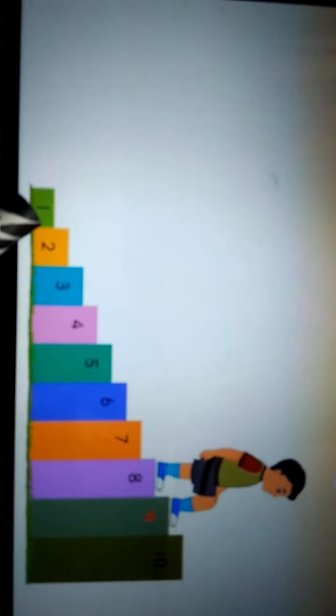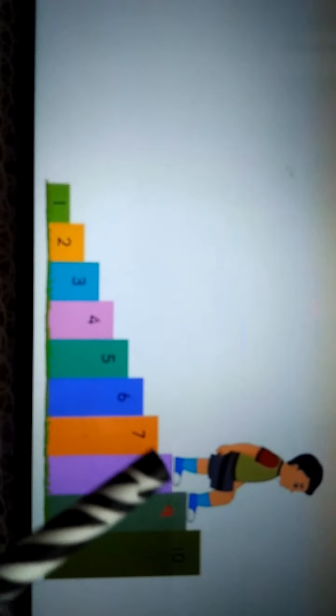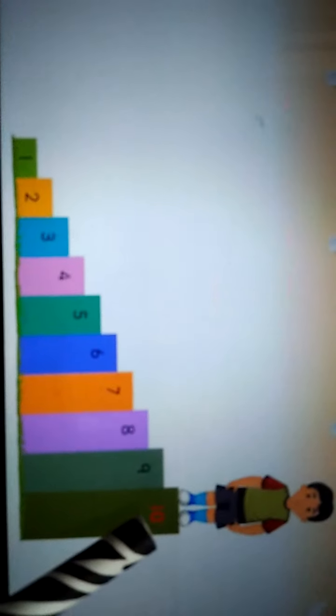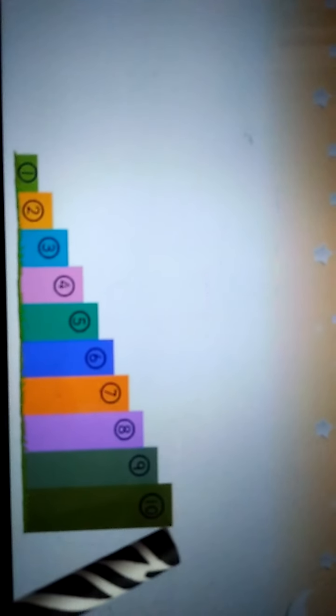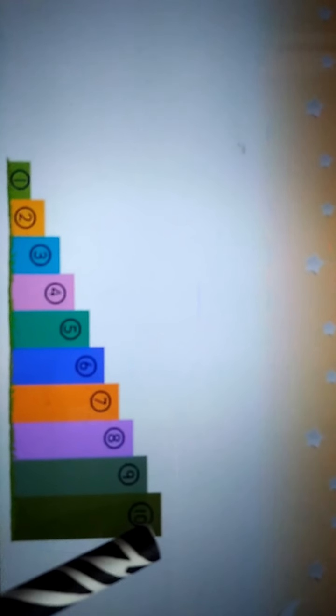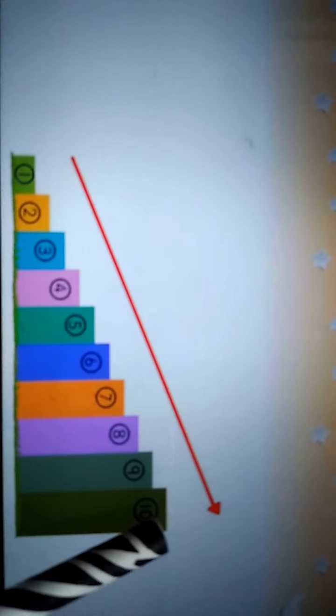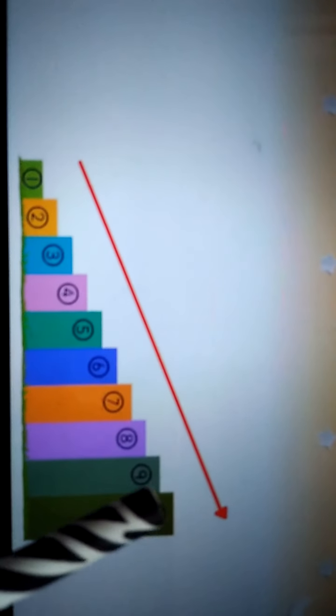Right from the smallest one, he tried climbing all the steps and he reached the last, that is the 10th one. And can you observe these numbers from 1, 2, 3, 4, 5, 6, 7, 8, 9 and 10? They are all increasing. The order is increasing. So in this pattern, children, this order is called ascending order or the increasing order.